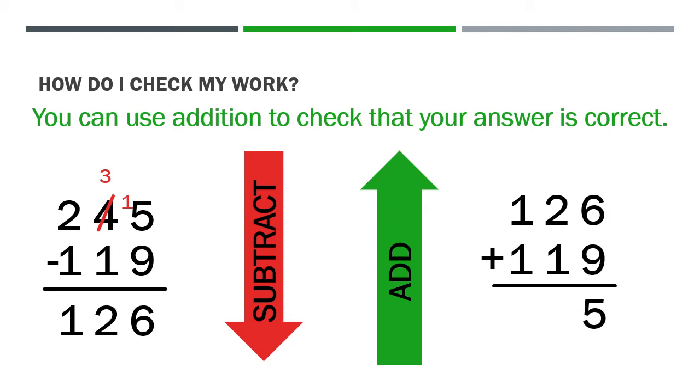6 plus 9 is 15, so I write my 5 and I carry my 1. 1 plus 2 plus 1 equals 4, and 1 plus 1 equals 2. So here is 245 as my sum from 126 plus 119. And yes, it matches the 245 at the top of my subtraction problem. So when those two numbers are alike or are equal, then I know that my work is correct.